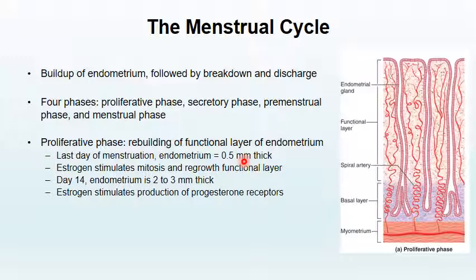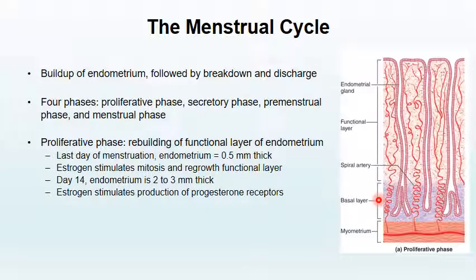At that point, the endometrium is very, very thin, right? And so all that's going to be is our basal layer. So not the functional layer, but the basal layer. That basal layer is going to be just 0.5 millimeter in thickness. Remember, this is going to be where we have our cells that will go through mitosis and recreate the functional layer.